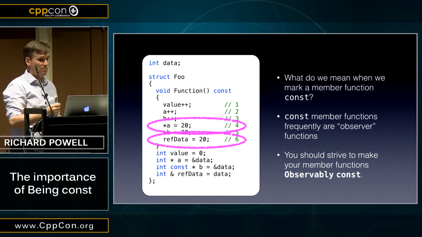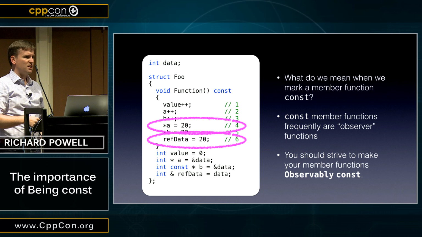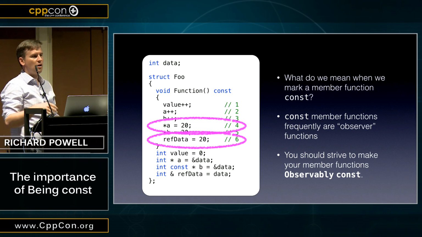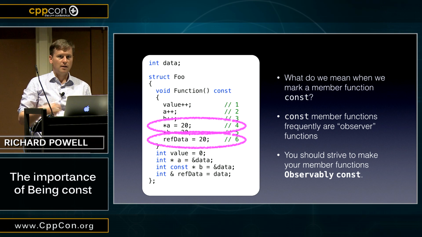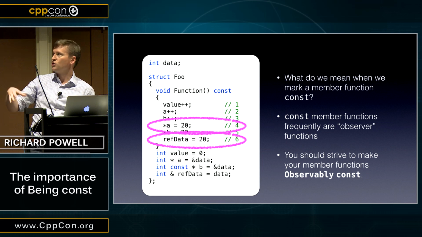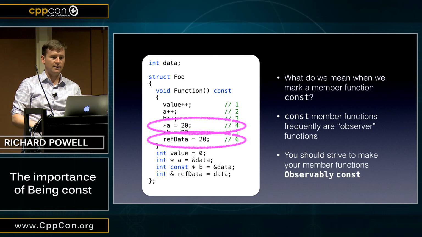So this is something to be aware of. This is something that your compiler won't help you catch, because it's non-obvious to the compiler what your intent is. You should strive to make your member functions observably const when you're writing them. You should strive to make sure that this doesn't happen.